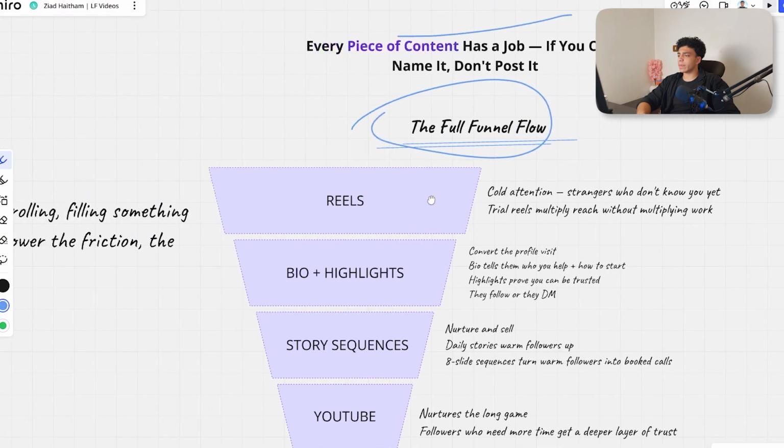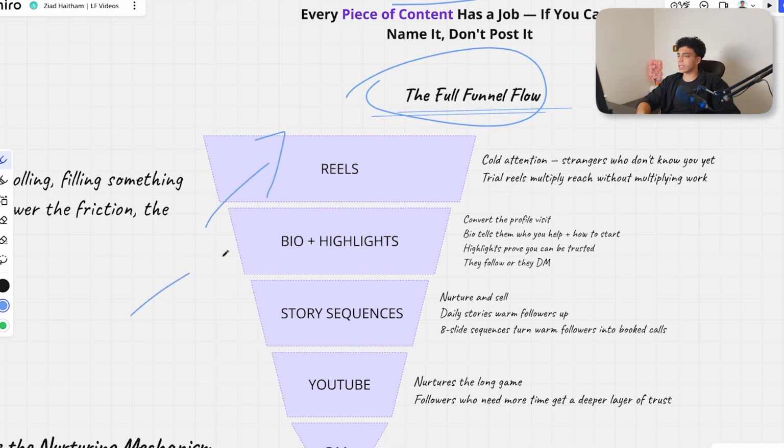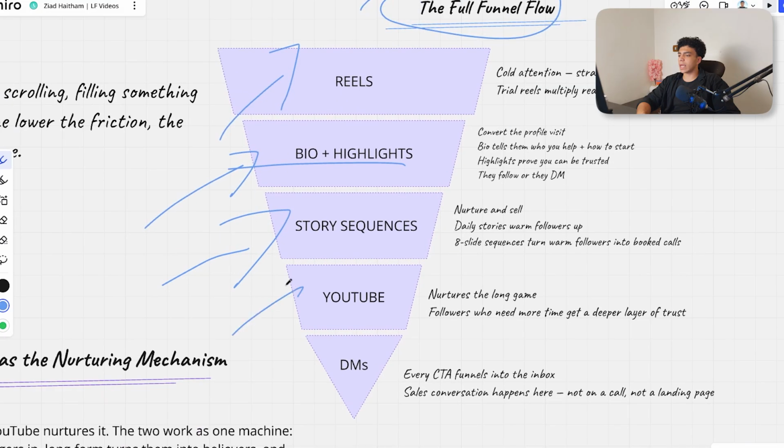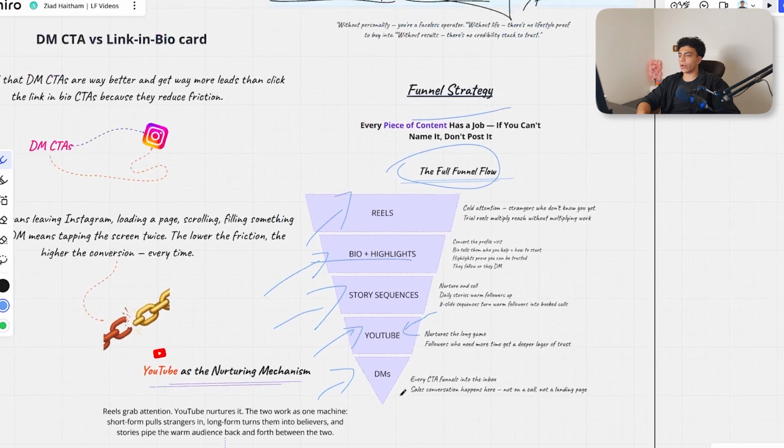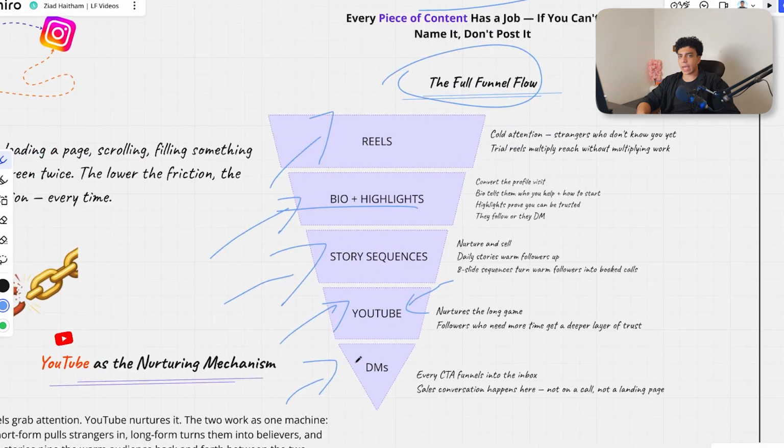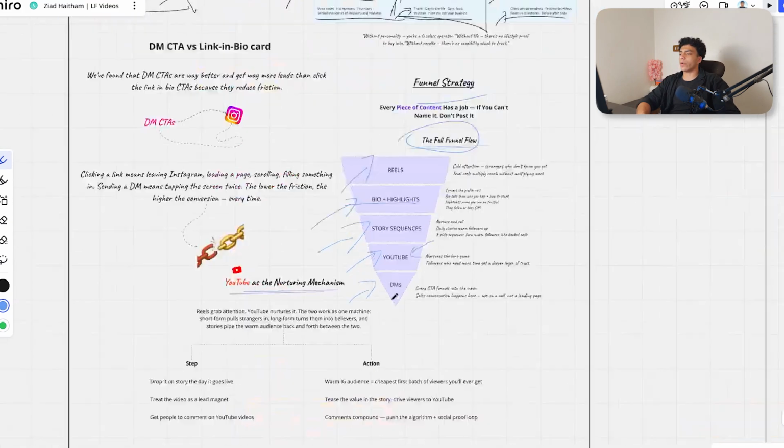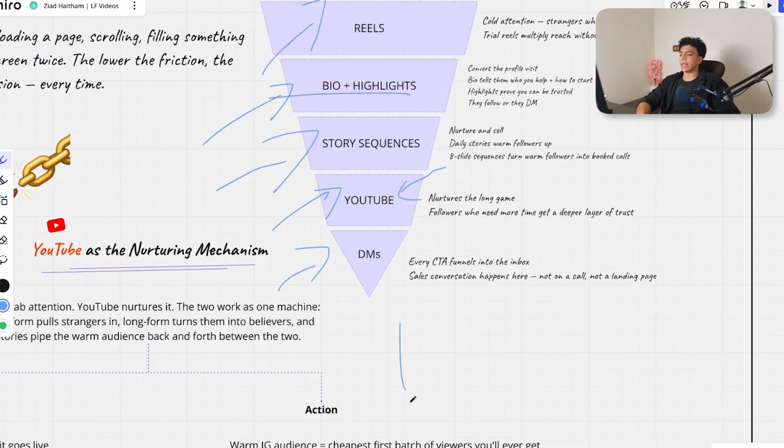The full funnel flow is basically: they discover you through reels, they see the bio and highlights, they get hit by story sequences, they go to YouTube, watch a couple of videos, and then they DM you. And also on YouTube, you're going to have a DM CTA there as well, or a landing page, whatever.